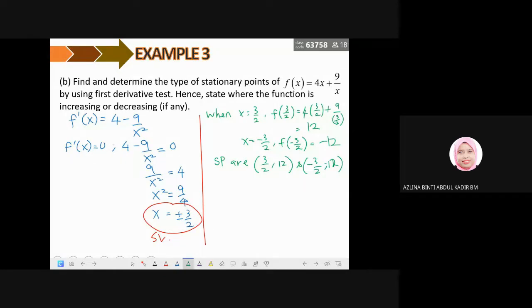Then we want to check which one is the minimum or maximum point. Can you follow? Done?